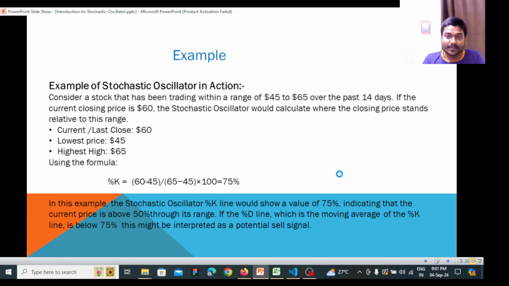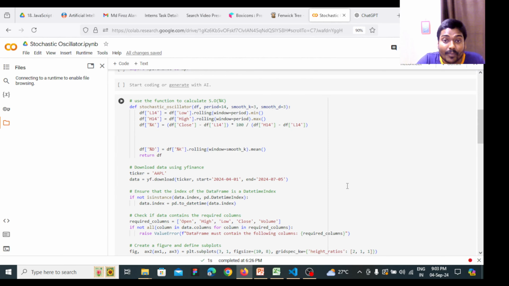We can also see the formula in our slide. Here, closing price minus lowest price, divided by highest price minus lowest price, times 100. So here we calculate the stochastic oscillator. Next, percent D equals percent K rolling window equal to smoothing, dot mean. So here we calculate percent D using percent K.